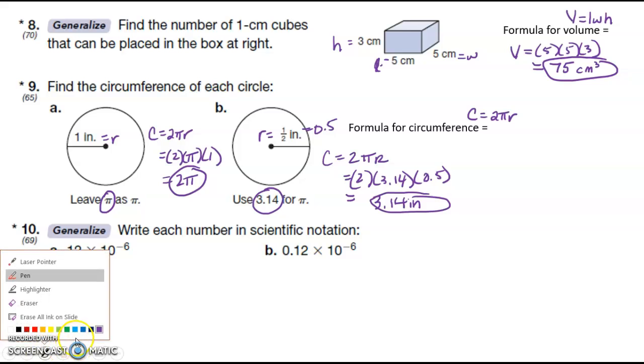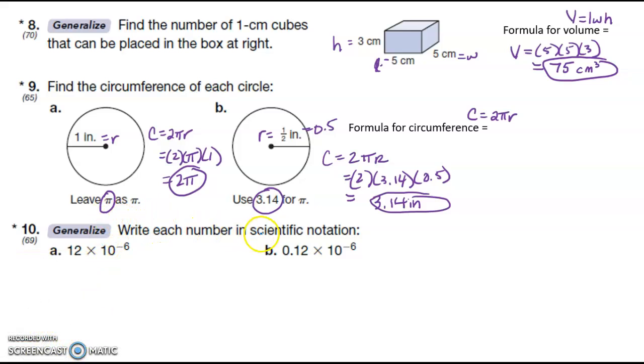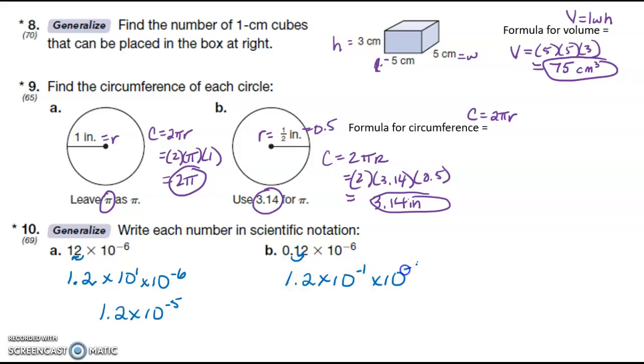Write each number in scientific notation, because these are not in correct scientific notation. Remember, it needs to be 1.2 times a power of 10. If we move the decimal to the left, it's 10 to the 1. If we move it to the right, it's 10 to the negative 1. So this is 1.2 times 10 to the negative 5. For this one we're moving to the right, 1.2 times 10 to the negative 1 times 10 to the negative 6. So I should have 1.2 times 10 to the negative 7, because you're adding these numbers, right?